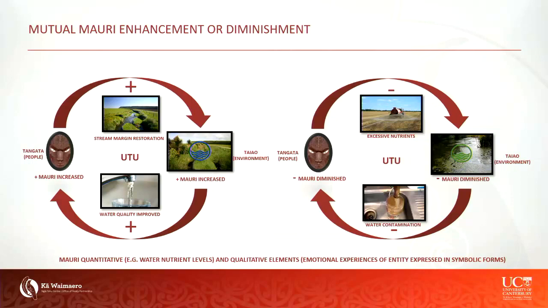Now, one thing to cover here around mauri is that mauri has two elements, or at least two elements, certainly when you look at it through a Western lens. One is that parts of mauri can be measured. So you could measure the health of a stream using all sorts of instruments, and it can tell you the health of that water, but other parts of it can't be measured. So these are the parts like the emotional connection you might have for it or the relationship you have with that stream. So mauri has these two elements.